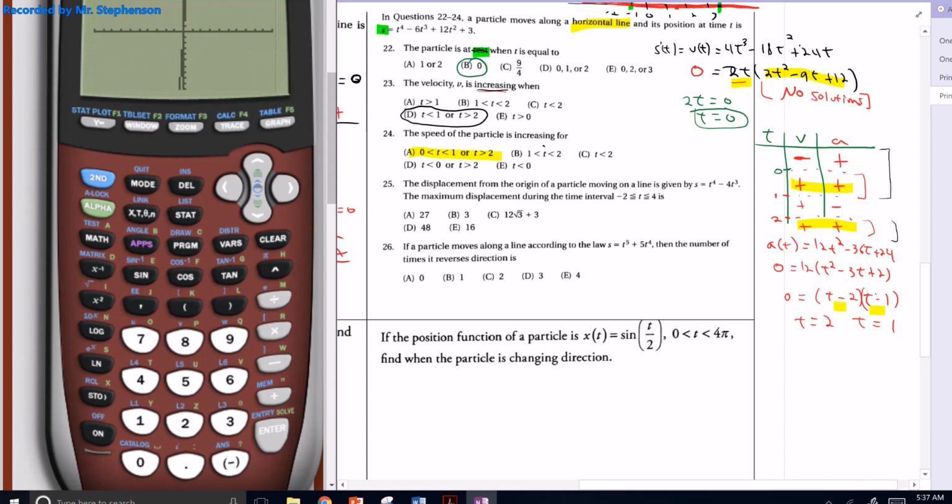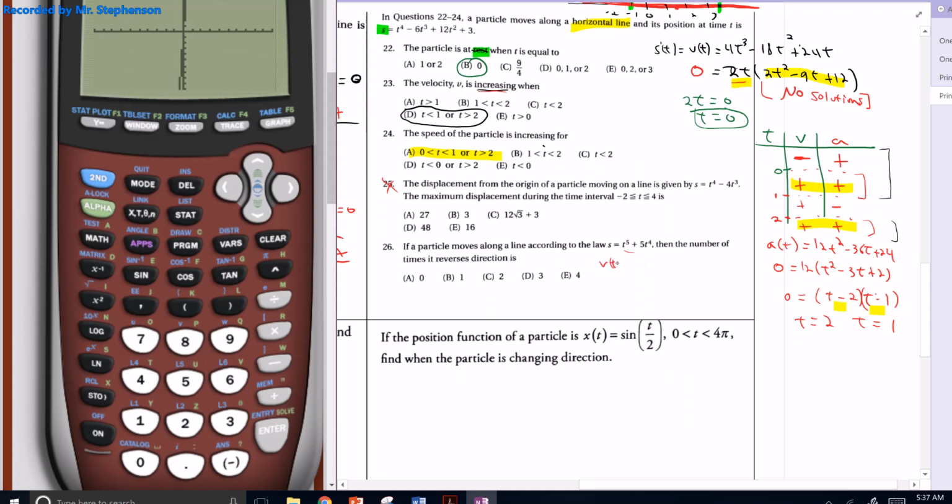25, we said we were going to skip that one for now, and then 26 is a new one. The particle moves according to this law, and the number of times it reverses direction is what, right? So let's reverse direction means it has to stop. It's going forward, it stops, it goes backwards, or vice versa, right? It's going backwards, it stops, and it goes forward.